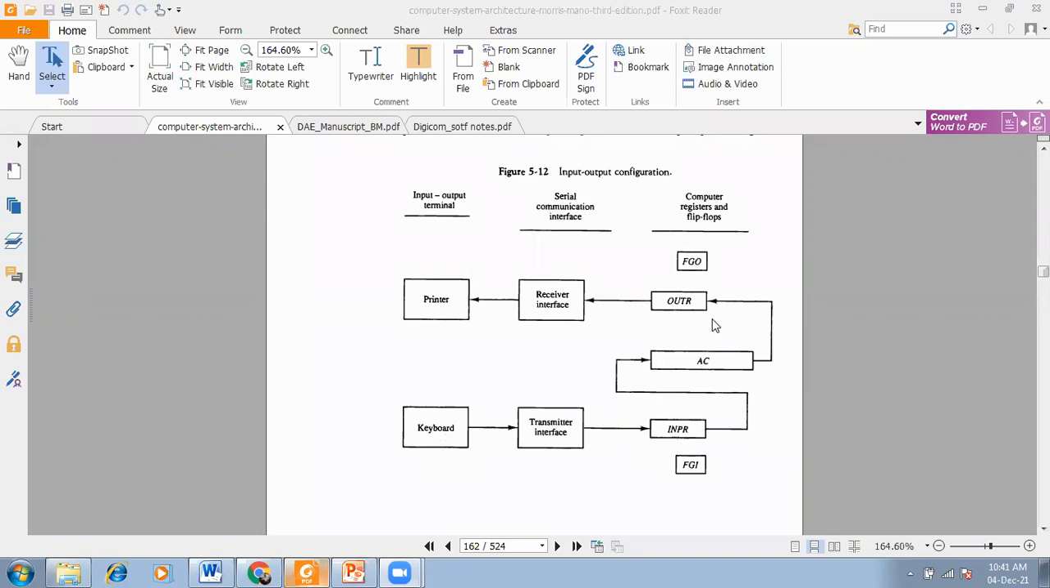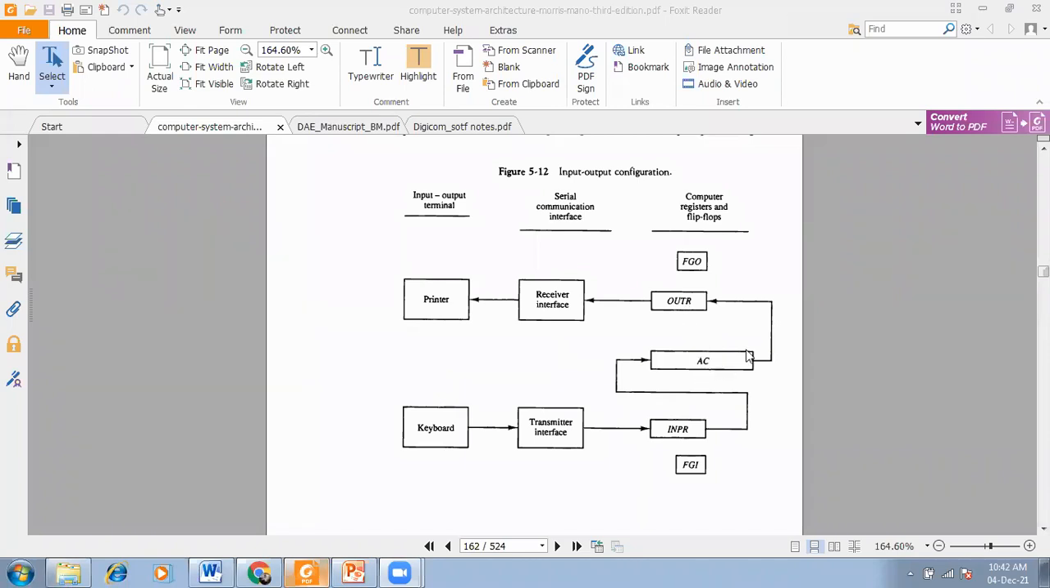Now on this side also, when FGO is 1, data communication takes place between the accumulator and the output register. It is similar, but here the direction of the data flow is completely opposite. Here it is the outside world to the accumulator; there it is the accumulator to the outside. So a completely reverse operation is taking place here. Listen carefully and you will understand all the things.